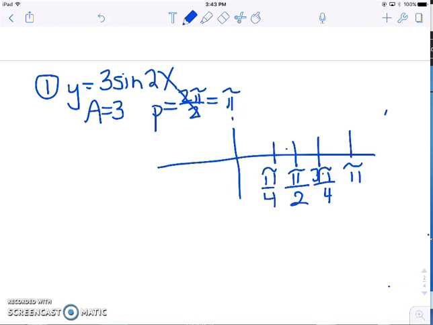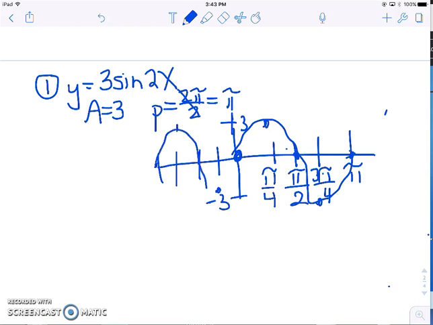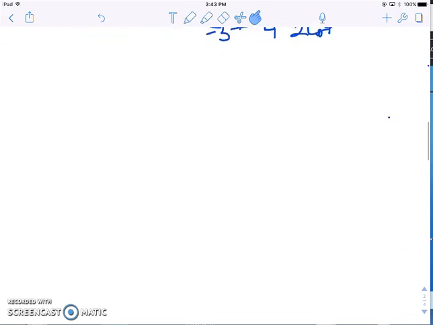For our amplitude, I'm going to just keep the label here, 3 and negative 3. Sine starts in our middle. So it's going to look really similar, but it's our labeling on our scales that lets us know that it's not exactly the same. If we were to label this on a regular scale, these waves would be closer and closer together.